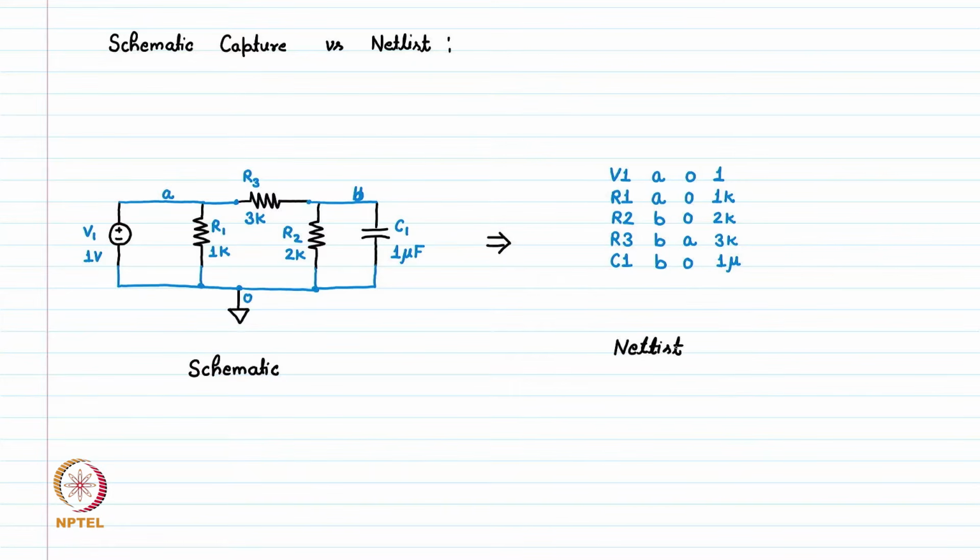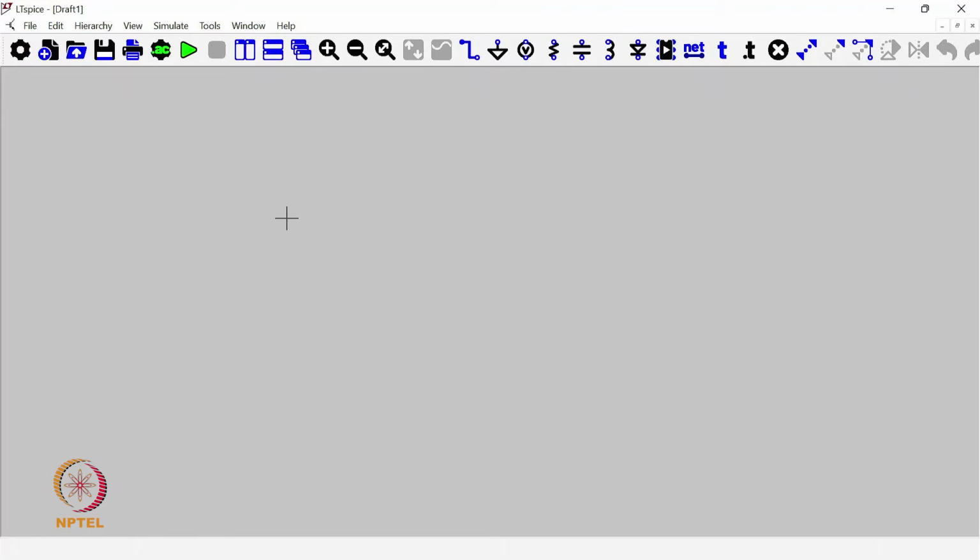So, this is the text representation of the circuit. Now, let us discuss how we do it in the LTspice software. So, let us switch to the LTspice window. This is LTspice software, which, when you open it the first time, appears like this.